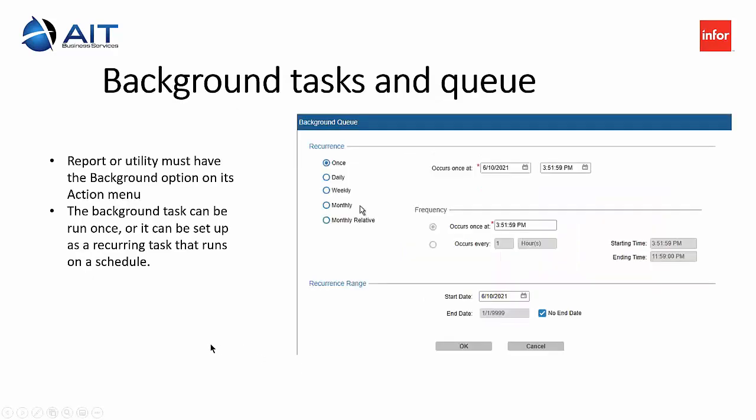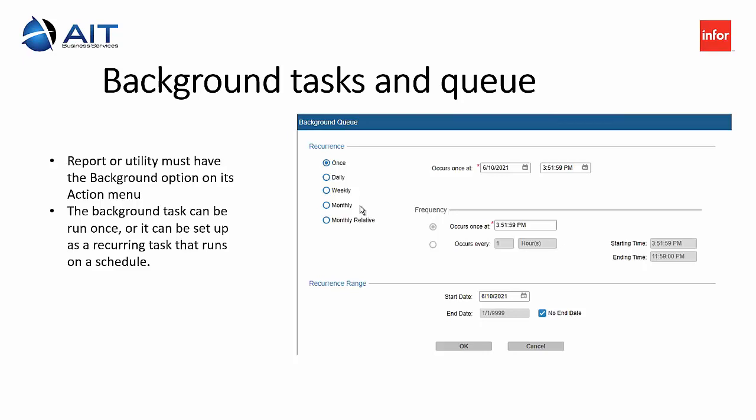So talking about background tasks, let's take a look at the background tasks and setting things up to run on a background queue. Many utilities, reports, and some activities can be scheduled to run daily, weekly, or monthly. You may want or need to schedule some process to run at certain times of the day and at regular intervals. You can use the following forms to manage those processes. They include the background queue as seen here, active background tasks, and background task history, which we've already taken a look at. One thing to note is the requirement for using the background queue: the reporter utility must have the background option as part of its action menu.